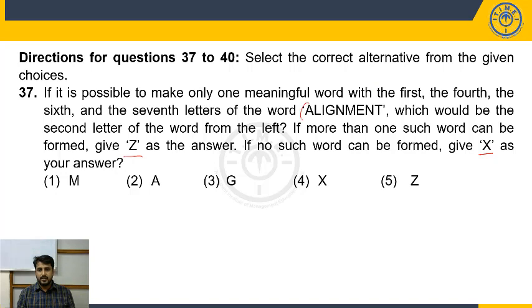First A, fourth G, sixth M and seventh E. So using these A, G, M, E, what words can we form? Game, maze and mega. These 3 words can be formed, which means more than one word can be formed. So the answer is Z. Choice 5.